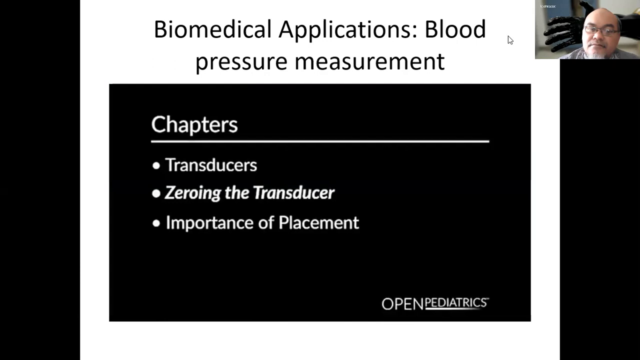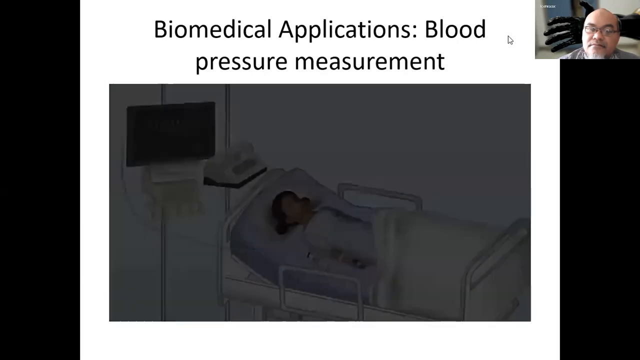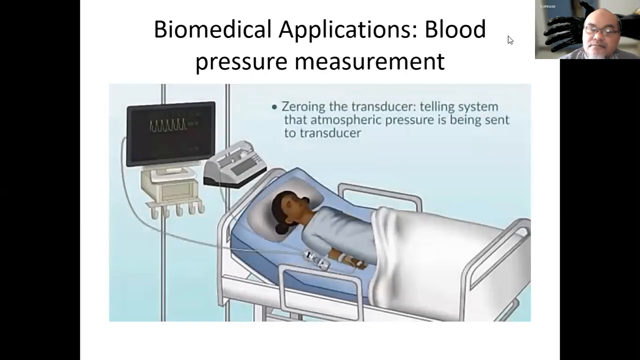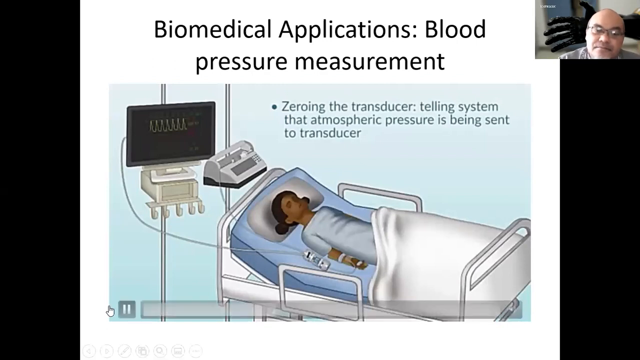Zeroing the transducer. When you zero a transducer, basically what you're doing is telling the transducer system and subsequently the monitor that the pressure being sent to the transducer is basically atmospheric pressure.